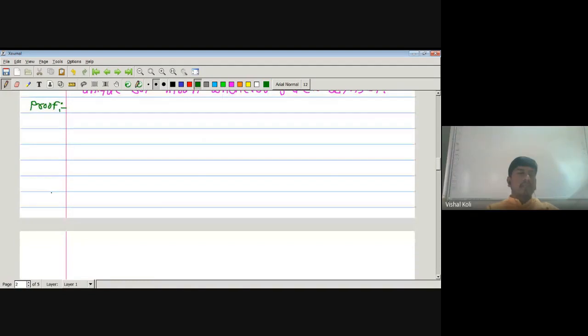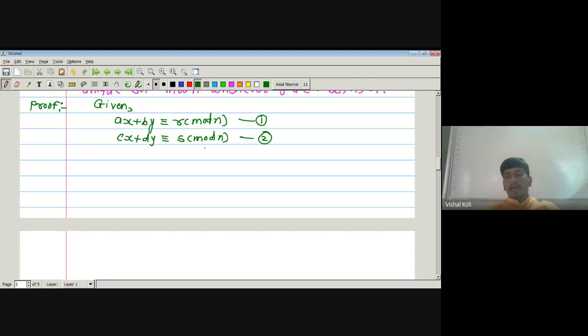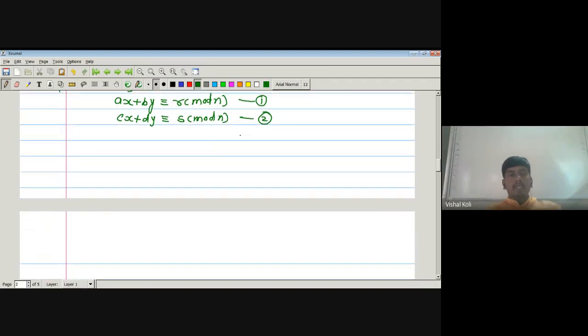Given that ax plus by is congruent to r modulo n. Let us take this one as equation 1, and cx plus dy congruent to s modulo n will be equation 2. Now multiply equation 1 by d and equation 2 by b, and subtract 2 from 1.